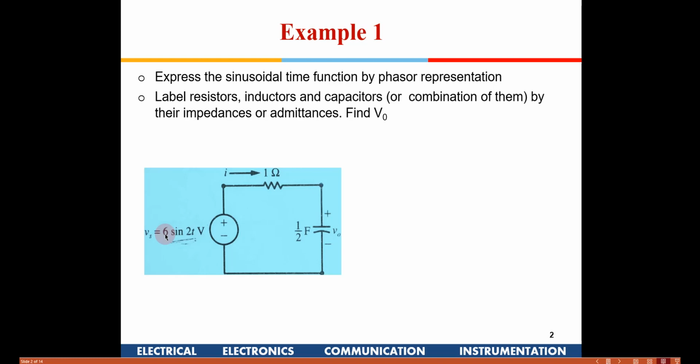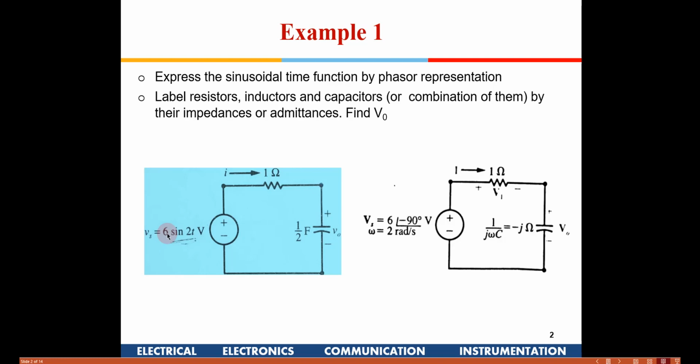So you have to be careful with this Vm and VRMS in your exam. Always, when in the time domain, remember it is Vm. That means 6 is the max value of the voltage. So in the phasor representation, we just write it as 6.